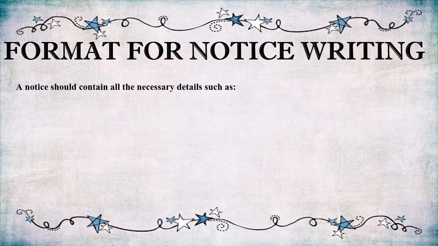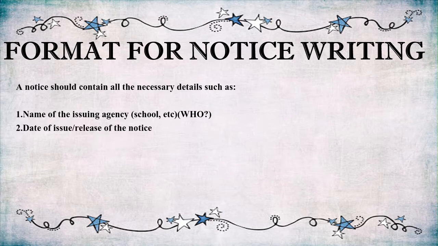A notice should contain all the necessary details such as name of the issuing agency. Whosoever is writing the notice is the issuing agency. In your case, it could be the school or your society. So it answers the question who. Date of the issue or release of the notice. You should always mention the date on which you're writing the notice. Title, subject of the event.